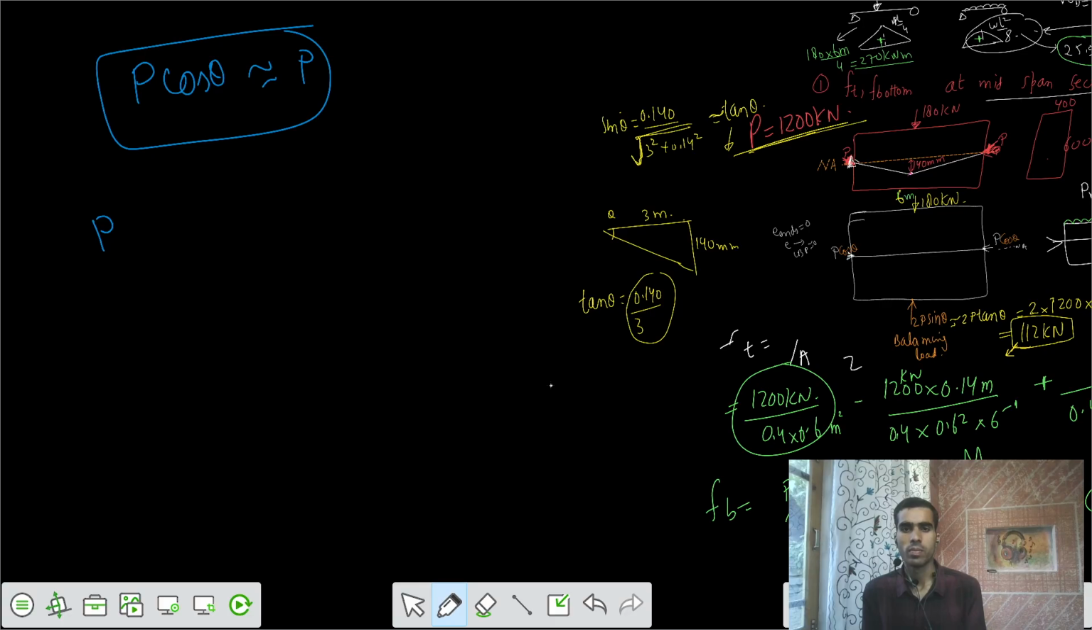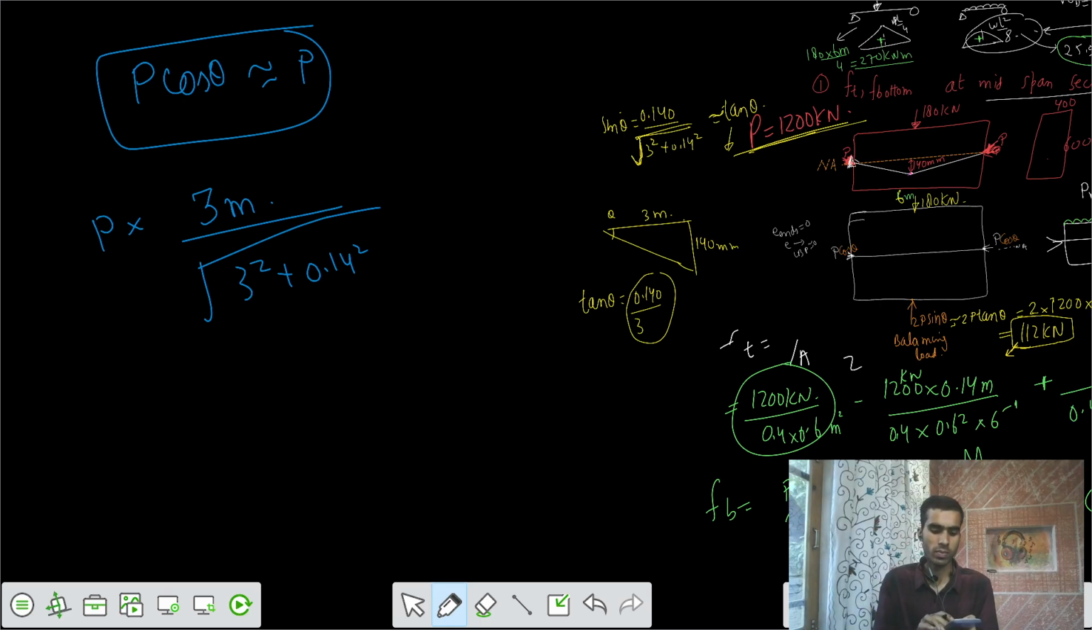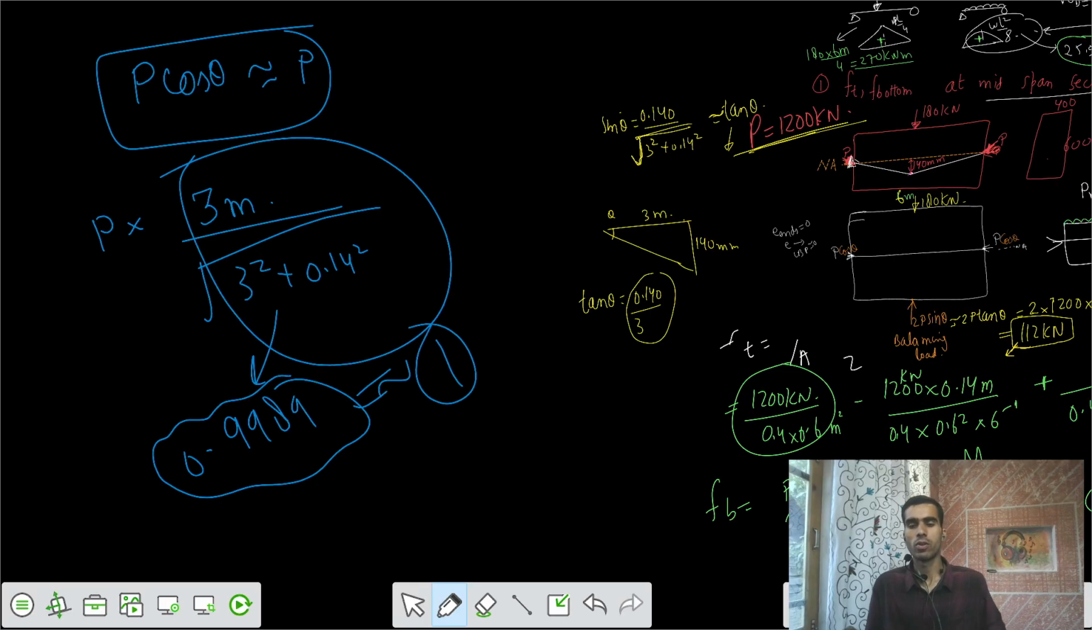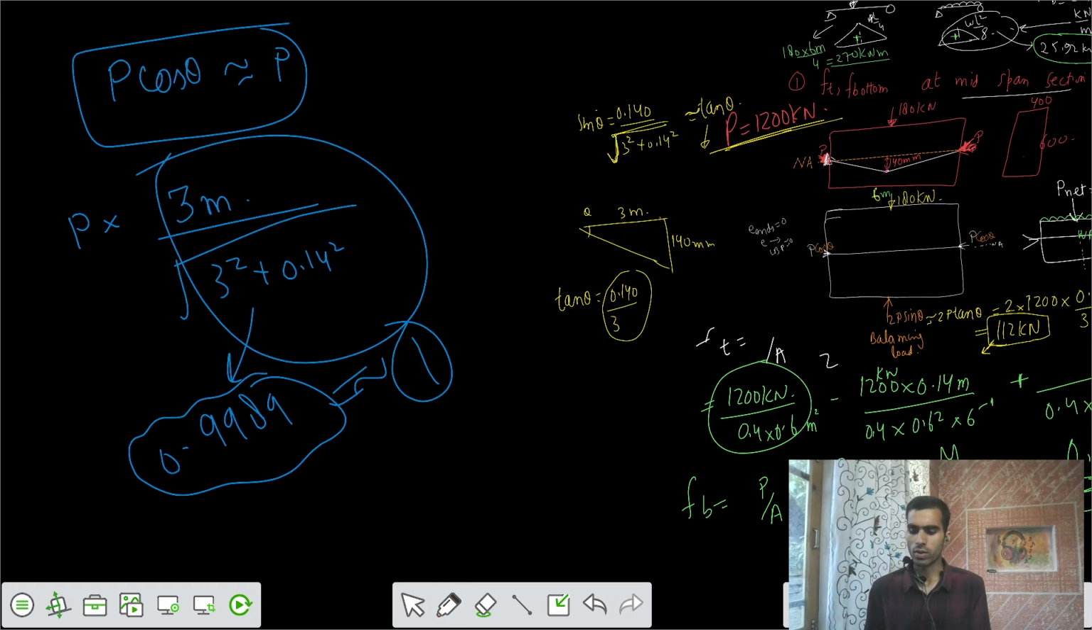What is the value of cos theta from this triangle? Cos theta is base by hypotenuse. This is 3 meters divided by root of 3 square plus 0.14 square. This value is almost equal to 0.9989. So we can say this is almost equal to 1, and that's why we ignore the cos theta part. Still, if you want to calculate that, that's okay.